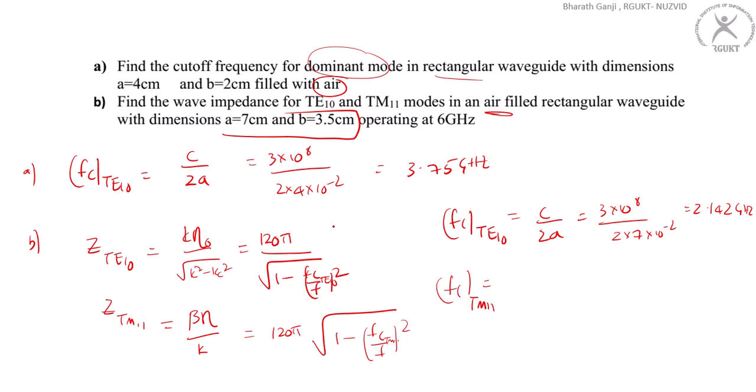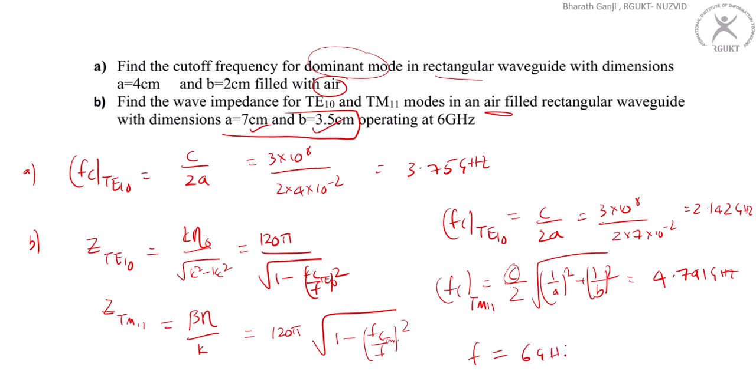So for TM11 mode it is c by 2 times the square root of 1 by a whole square plus 1 by b whole square. So I have the value of a, I have the value of b, and I know the value of c. If I put it here, I get the answer to be 4.791 gigahertz, and the operating frequency is taken as 6 gigahertz.